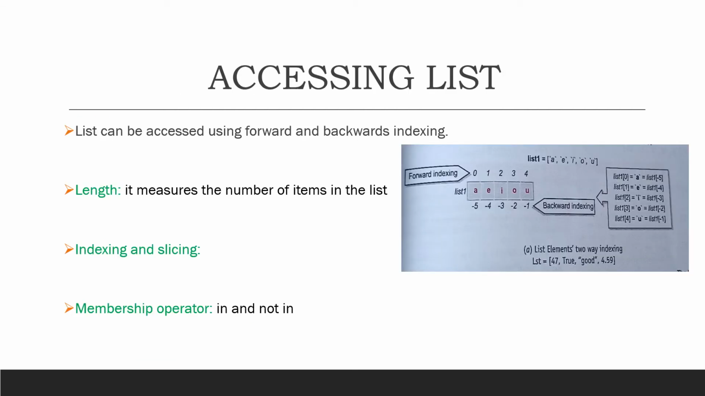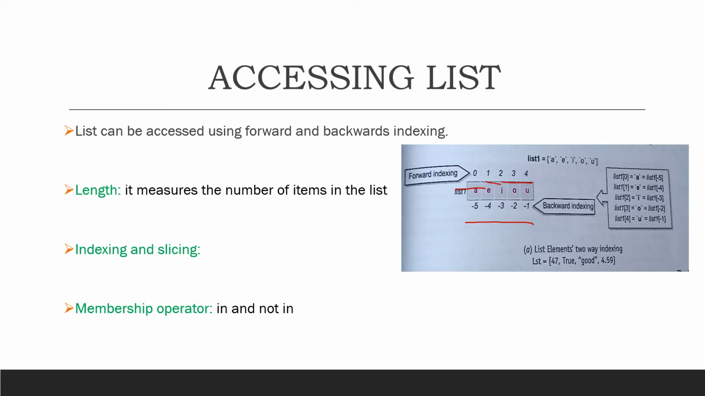Next is accessing a list. A list can be accessed using forward and backward indexing. What is this forward and backward indexing? Looking at this picture, let me explain. We have given list 1 as A, E, I, O, U, which is nothing but the vowels. Now we need to number each letter. In forward indexing we start with 0, as you see in this picture: 0, 1, 2, 3, 4. For backward indexing, you start from -1 and come from the end to the first: -1, -2, -3, and -4.